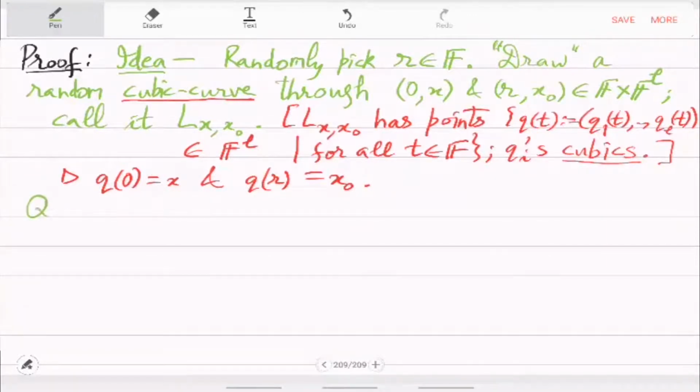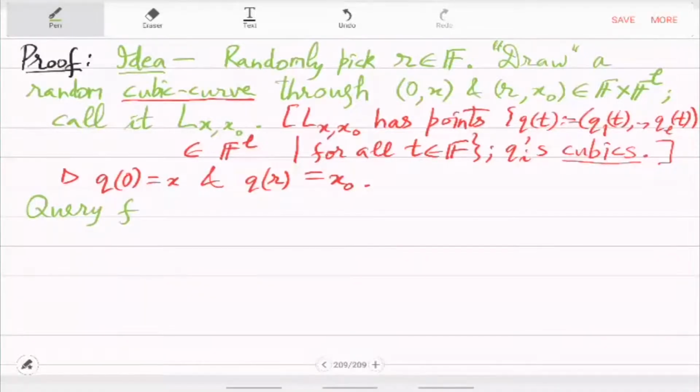Now, query f is the oracle given to you, right, to the corrupted code word. It is basically evaluations of P, but many of them are corrupted, close to half of them.